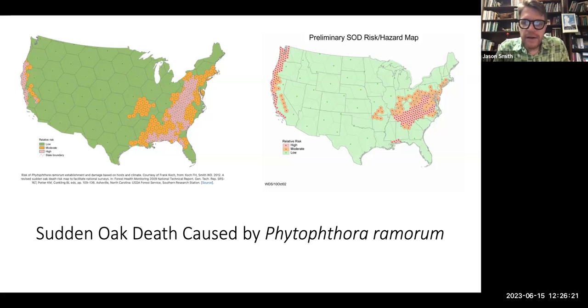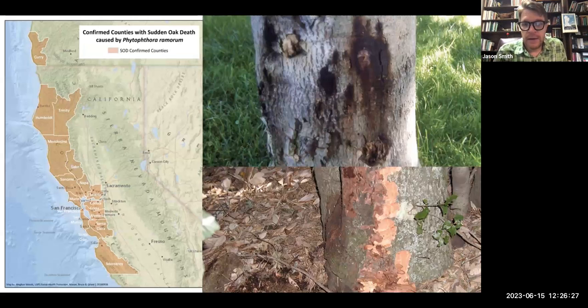And so sudden oak death caused by Phytophthora ramorum is still a significant problem on the West Coast. It causes thousands and thousands of dead trees every year, of primarily oak and tanoak, but there are a number of other hosts as well. But it's very much sort of concentrated along the coastal areas where you have this cool maritime climate. And the pathogen, like I said, it's a water mold, and it infects the base of the trees, causes what we call a bleeding canker.